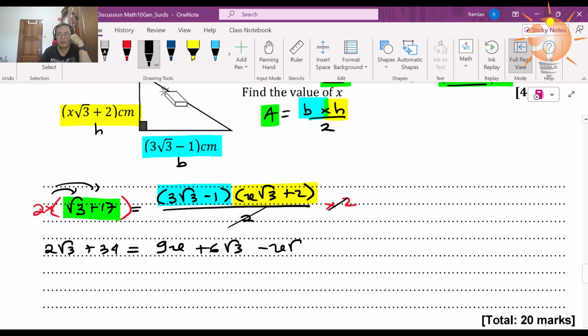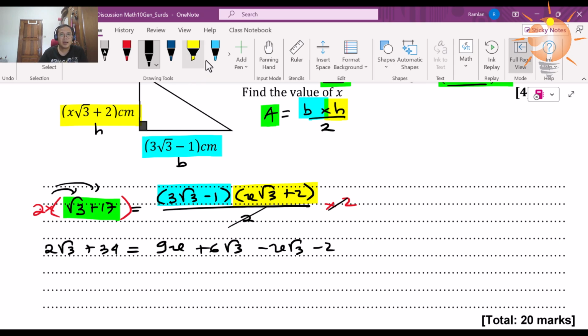And then the next one, you can actually multiply the negative 1 and 2, which is just negative 2. Okay, and we're done for the second line. Can you see that now we don't have any fraction anymore, right? Okay, now the next thing we do is we can actually move everything to one side.